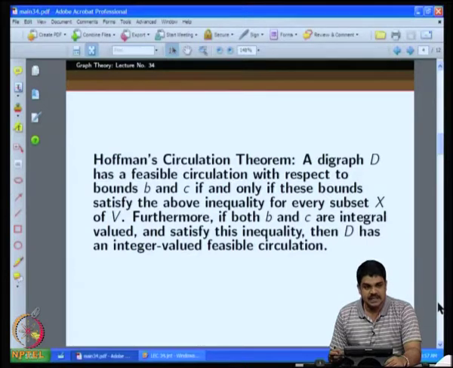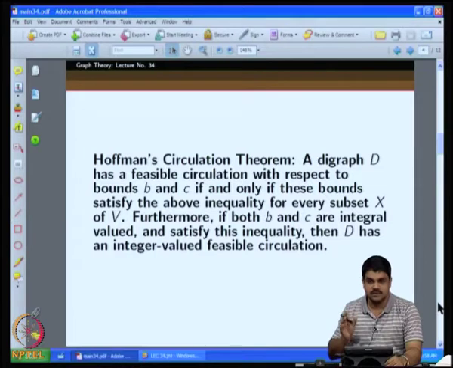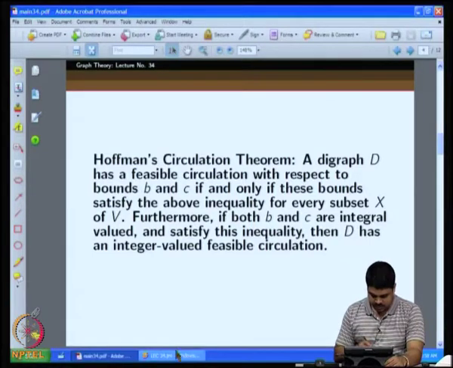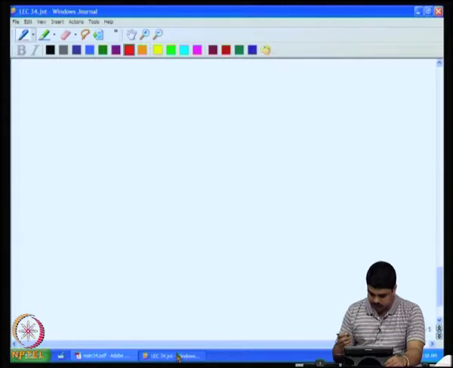What we have just now seen is that if this condition is not satisfied, we cannot have a feasible flow. In other words, if there is a feasible flow, this condition will be satisfied. On the other hand, we will show that if this condition is satisfied, then we can indeed get a feasible flow. How to get it, we will show. The other part of this theorem says that if B and C are integral valued and this condition is satisfied, then D has an integer value feasible circulation, not just a circulation. This is what we are going to do now.